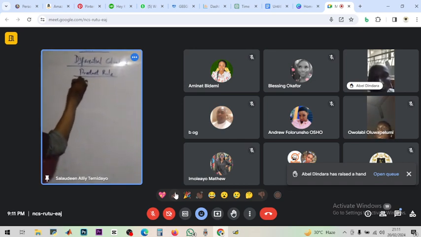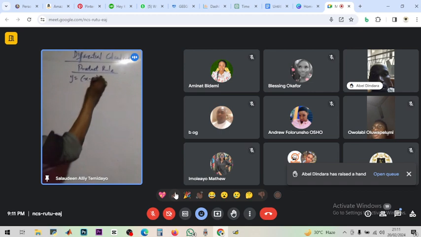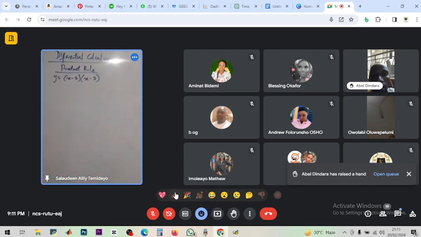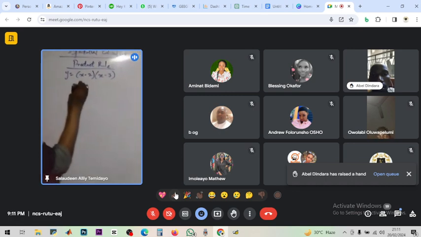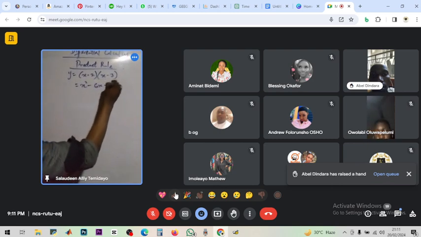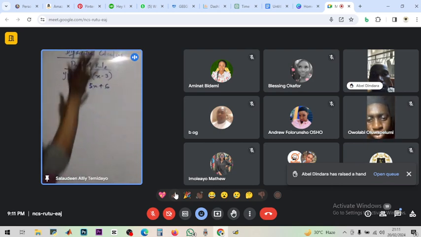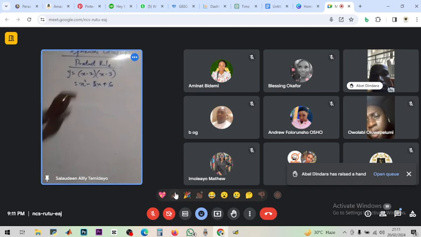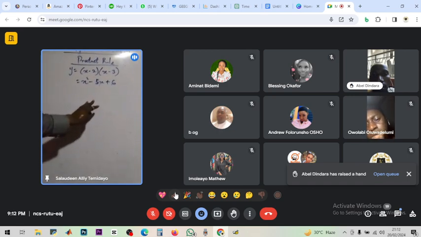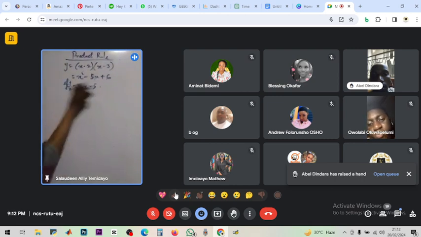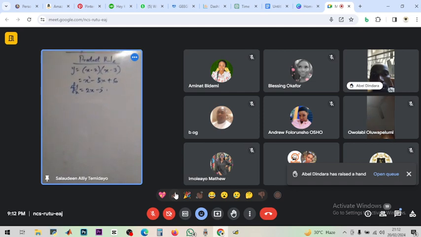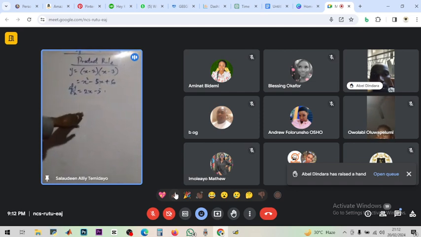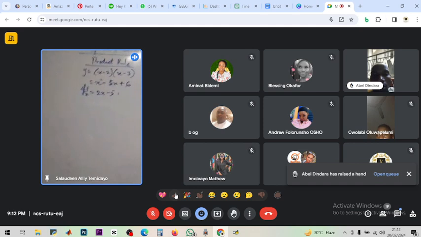If you have y equals x minus 2 times x minus 3, look at it very well. You can expand this bracket straight. Expanding, you are going to have x squared minus 5x plus 6. After expanding it, dy/dx is 2x minus 5. So if you don't want to use this normal method, you go through the product rule.